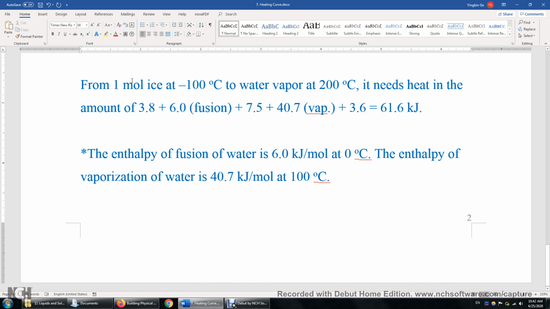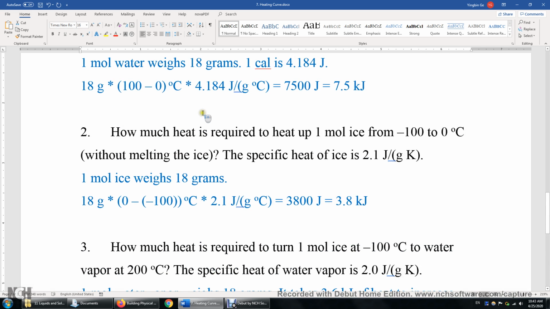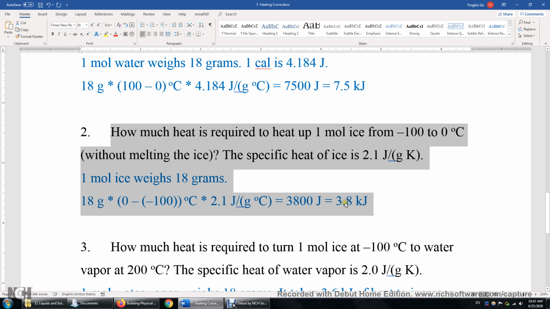Now, from 1 mole of ice at negative 100 degrees Celsius to water vapor at 200 degrees Celsius, how much heat do we need to provide to water? Well, it's very simple. It's over here, the addition of 5 numbers. Why 5? So first, we need to heat up this ice from negative 100 degrees Celsius to 0 degrees Celsius right before it melts. How much heat do we need? Well, we answered this here, 3.8 kilojoule.